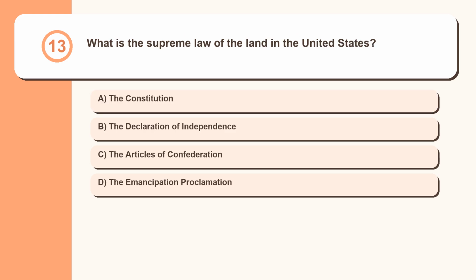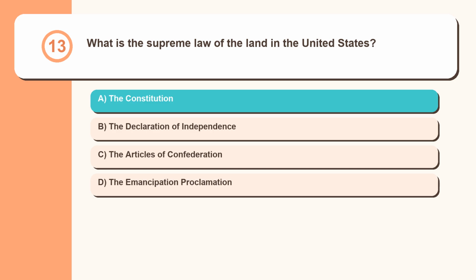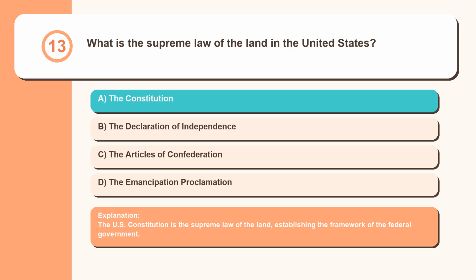Question 13. What is the supreme law of the land in the United States? The Constitution, the Declaration of Independence, the Articles of Confederation, the Emancipation Proclamation. The U.S. Constitution is the supreme law of the land, establishing the framework of the federal government.